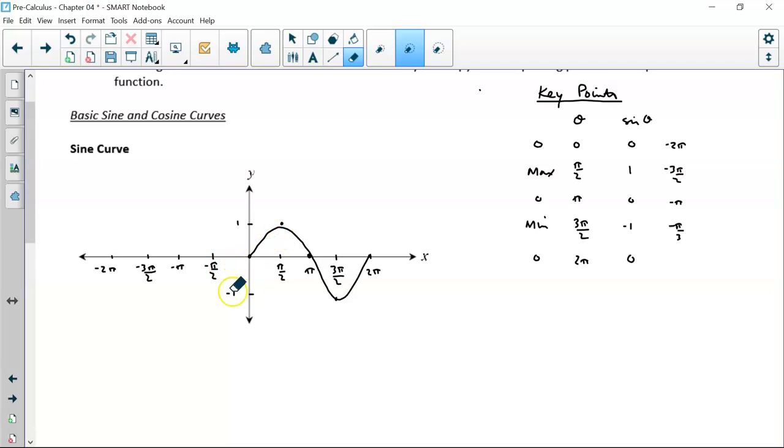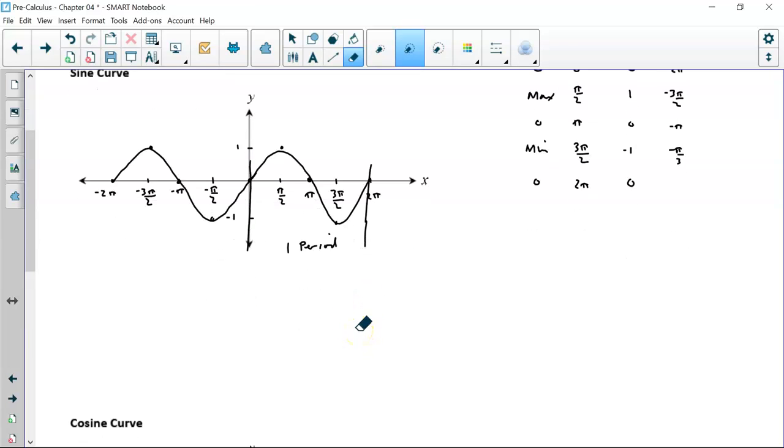Negative pi over 2, that's negative 1. Negative pi, we're at 0. Negative 3 pi over 2, we're at 1. And then negative 2 pi, we're at 0. So what two periods would look like is this. And you see how it just kind of looks like a wave? That's what the sine curves look like. Here's one period, between 0 and 2 pi. That's one full trip around the unit circle.